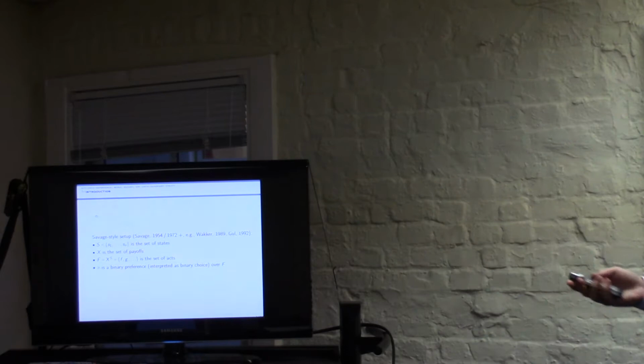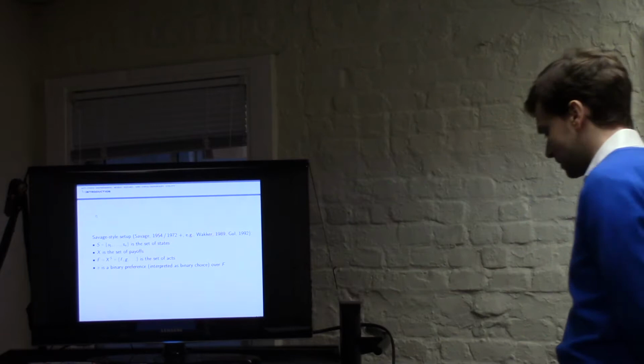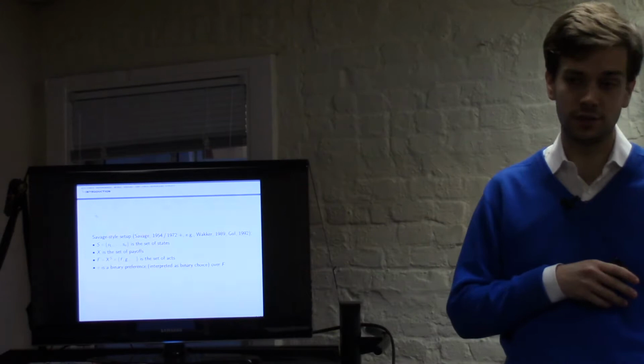You have a set of payoffs, which have different names in the literature, but I'm going to use payoff today, which is X. And the set of options between which the decision maker is choosing is X to the power S. That is to say, it's all the state distributions of payoff. So one option, one act, in the Savage terminology, is a function attributing one payoff to each state of nature. This is what I call an act. And the primitive is a binary preference over this set F. And whenever I say preference, you should be able to say choice as well. So binary preference is interpreted as binary choice.